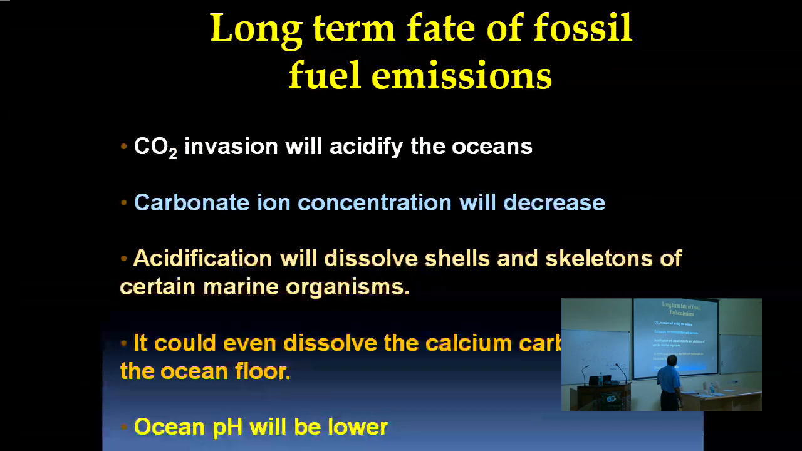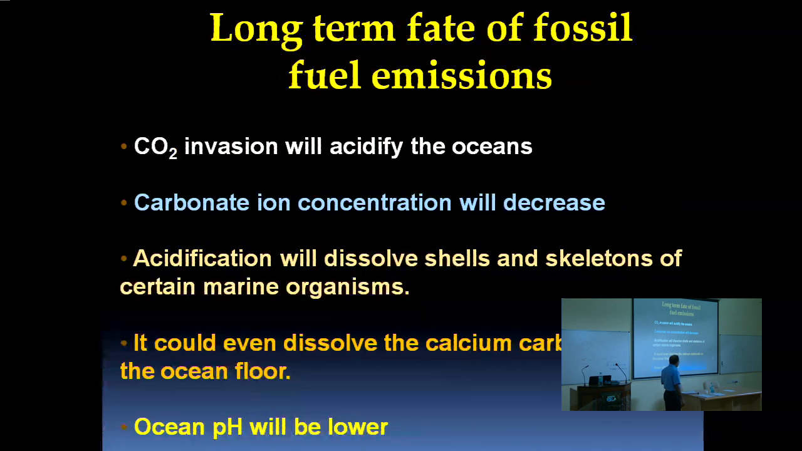Let's say CO2 emission is going to, of course, acidify the ocean, right? Carbonate ion concentration is going to decline because of that. Now, acidification is going to, of course, dissolve shells and skeletons of certain marine organisms. Now, the problem is the ocean will become so much acidic. Right now, if you know, the ocean also has sediments, carbonate sediments. The shells will be dropped, right?